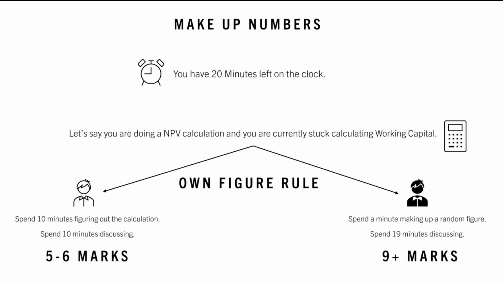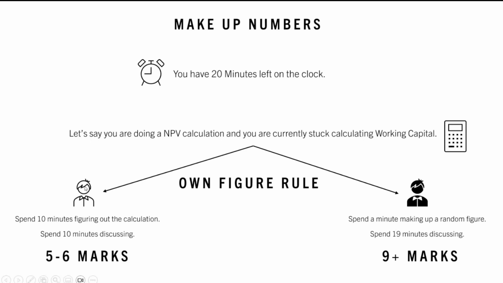The third tip is make up some numbers. Imagine this, right? Just imagine this. You have 20 minutes left on the clock. And let's say you plan to do section A last and you have 20 minutes left on the clock and you're currently on some NPV calculation. And you're currently stuck at a working capital requirement. This is maybe a working capital requirement you're not able to understand, right? You have maybe not done it before since you don't have enough practice, right? So again, do not waste time over here because I will show you two scenarios over here.